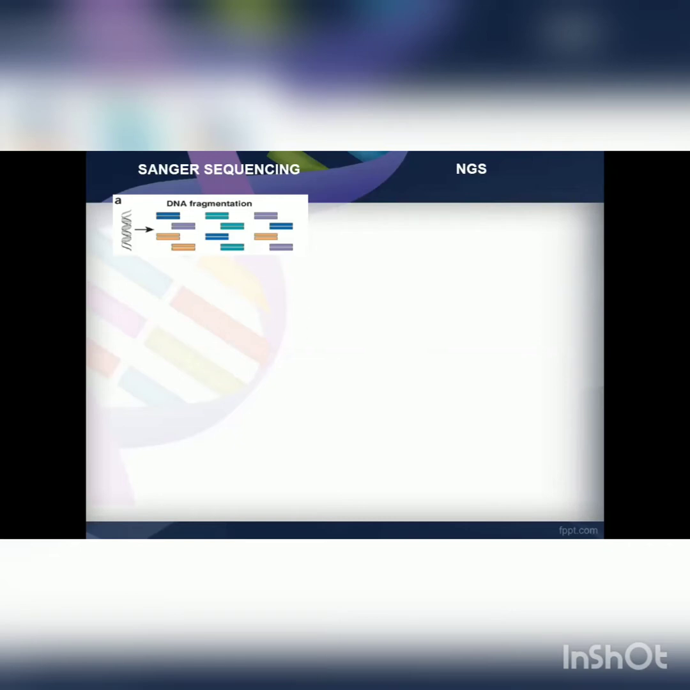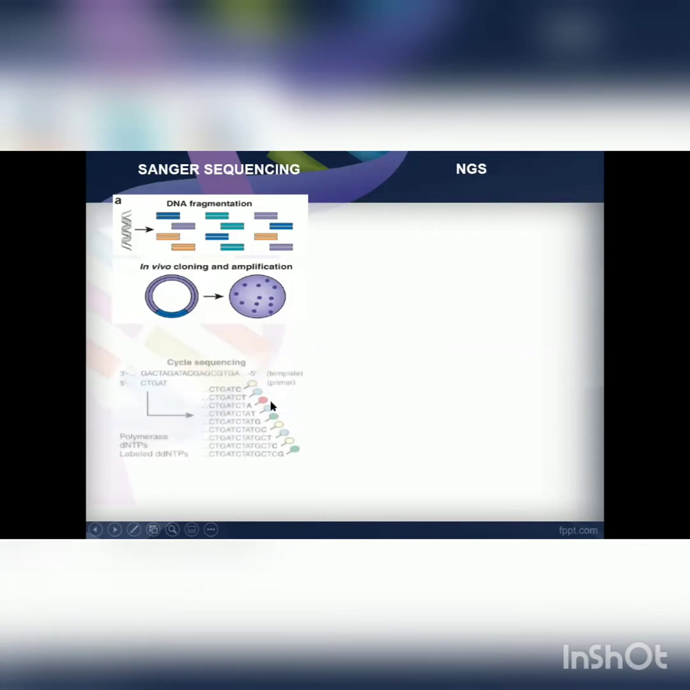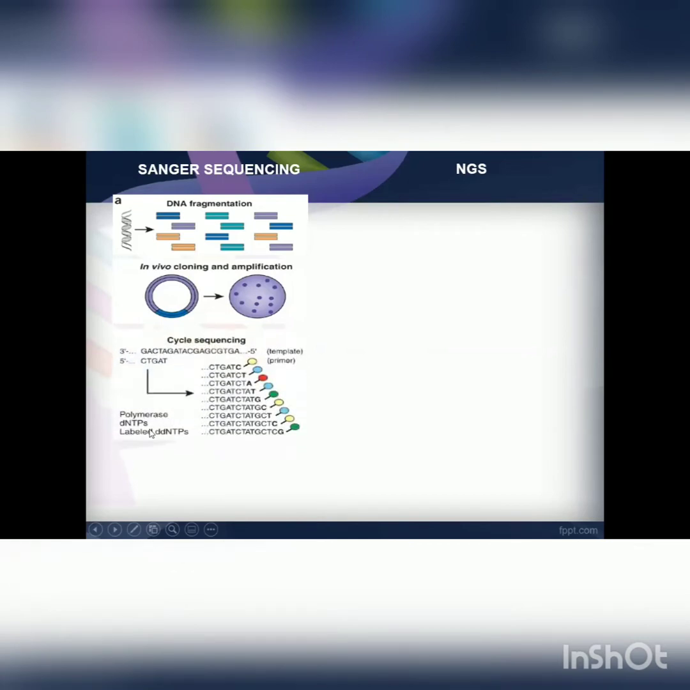So what are the steps in Sanger sequencing? One is DNA fragmentation, then in vivo cloning and amplification of the gene, then cycle sequencing by adding the polymerase, the dNTPs, and the labeled ddNTPs. Finally, you'd have capillary electrophoresis, and the results are then read and interpreted by a chromatogram.